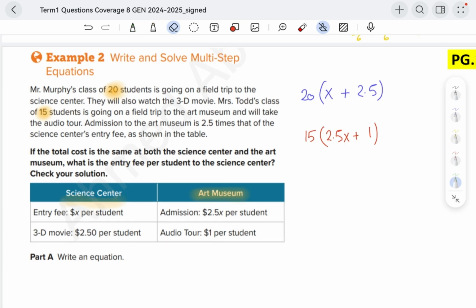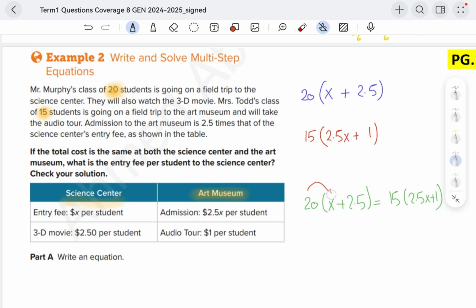Now the question says if the total cost is the same at both the science center and the art museum, what is the entry fee per student to the science center? So what we're going to do, we're going to write 20 times x plus 2.5 equals 15 times 2.5x plus 1.